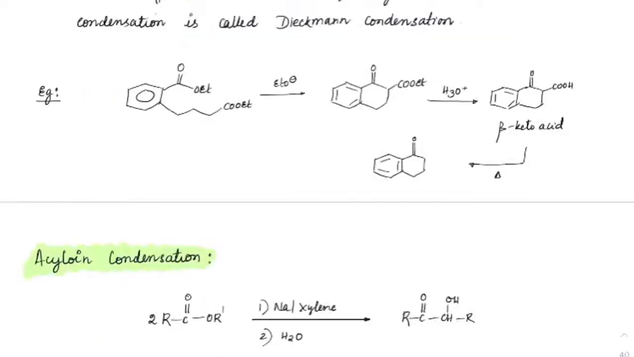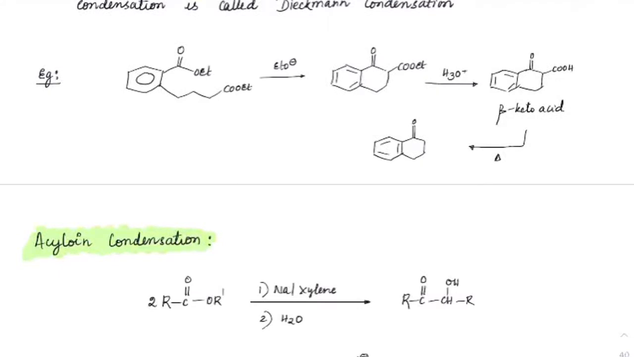See, for an example here. This is also an intramolecular condensation, Dieckmann's condensation. We have an ester on this side, one ester on this side, and this is the alpha carbon. So from here, it will attack onto this, removing this OEt. So you would get this product, right? Suppose if you hydrolyze this further, got it?